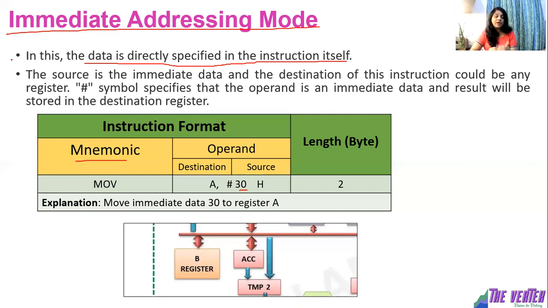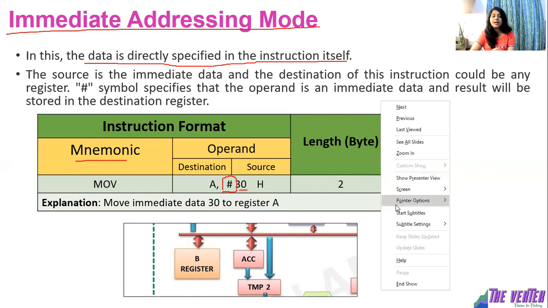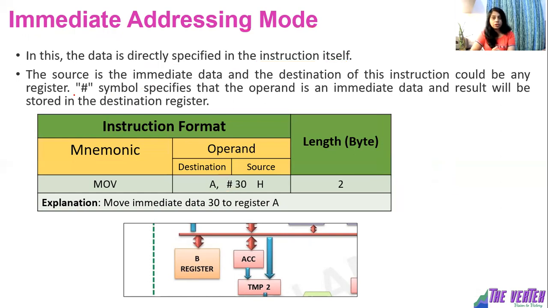Now, how to identify whether it is data or whether it is address? For identifying the data, wherever there is this symbol of hashtag, understand that it is data and it is not address. Remember, whenever there is a hash, it indicates that it is data and it is not address. So this symbol specifies that the operand is immediate data and the result will be stored in the destination register.